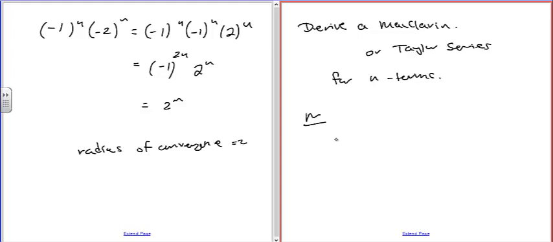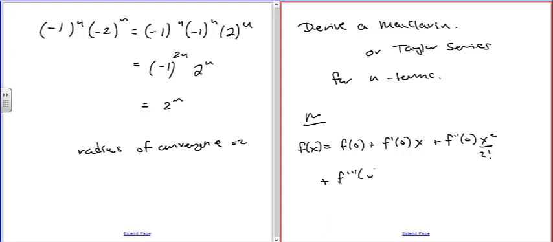But the Maclaurin series says that the function f of x is equal to f of 0 plus f prime of 0 times x plus f double prime of 0 times x squared over 2 factorial plus f triple prime of 0 times x cubed over 3 factorial. And we did that in class.